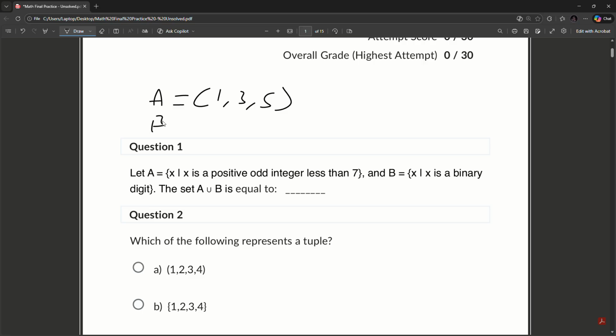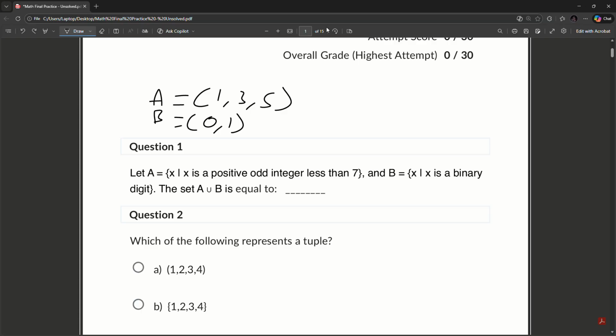And then B is a binary number or a binary digit, and a binary digit is basically 0 or 1. That's it. Alright. And it says here, the set A union B is equal to... Now, union means that it includes everything. So if I have two Venn diagrams here, it'll include everything, compared to an intersect, which looks like this. It only takes the common values.